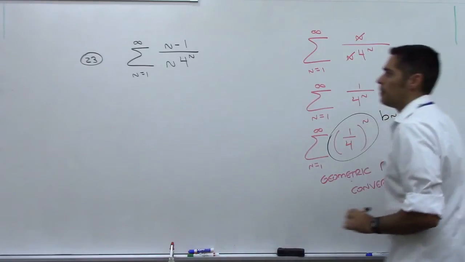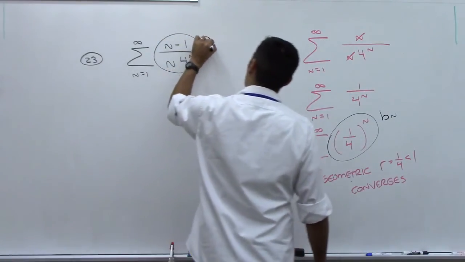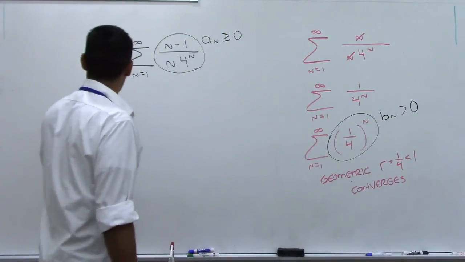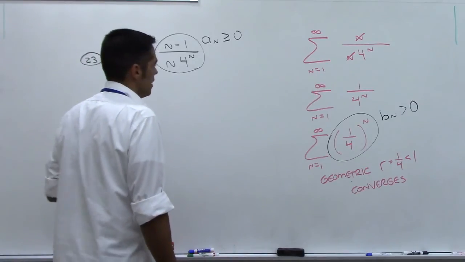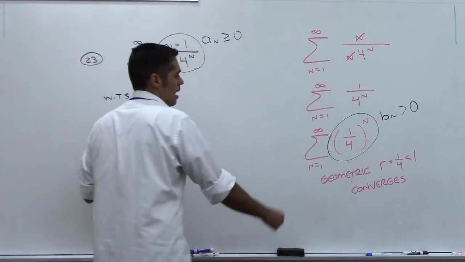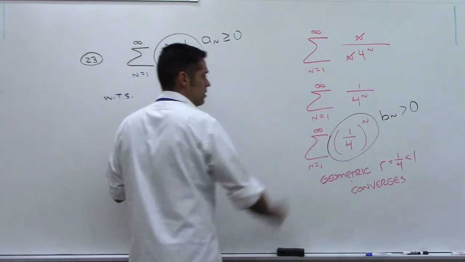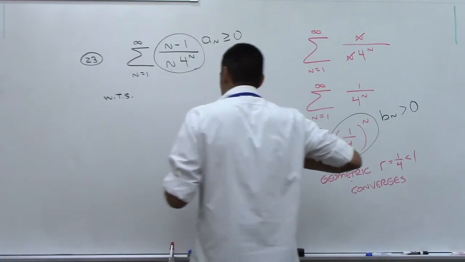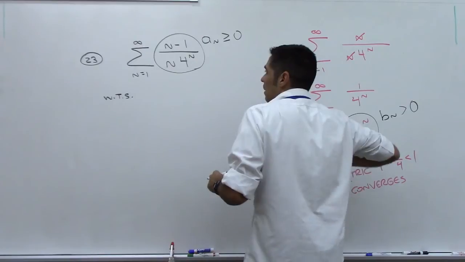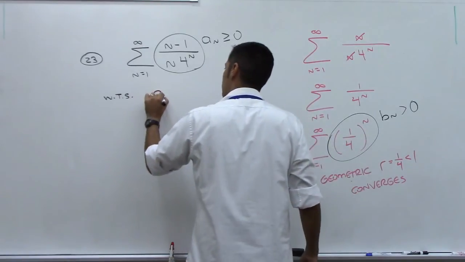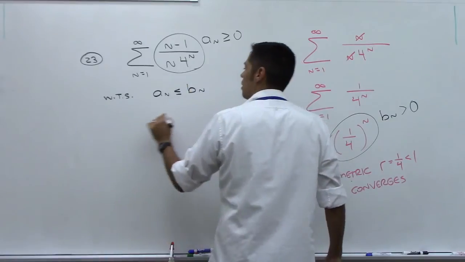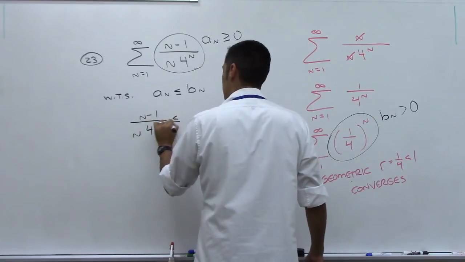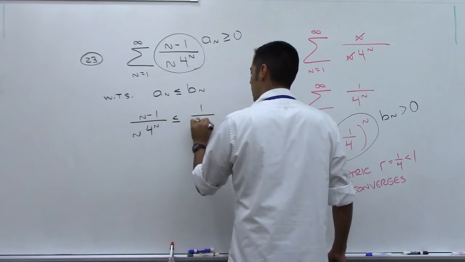This is the one I'm going to be looking at right here. This is my b sub n. This is my a sub n. This is greater than or equal to 0. This one is actually always greater than 0. So what I want to show, think through this again, if this one converges, then I want all of these to be smaller than these. That way they add up to be something less than whatever that is. So I'm going to try my inequality a sub n less than or equal to b sub n. So I want (n minus 1) over (n times 4 to the n) to be less than or equal to 1 over 4 to the n.